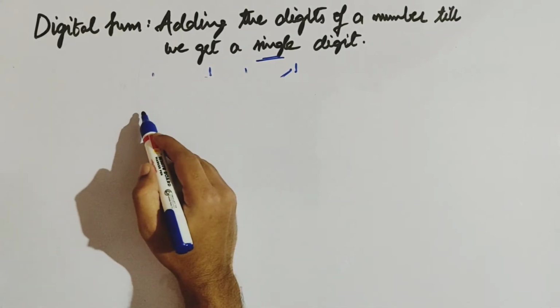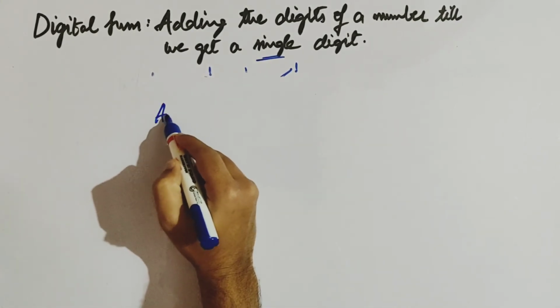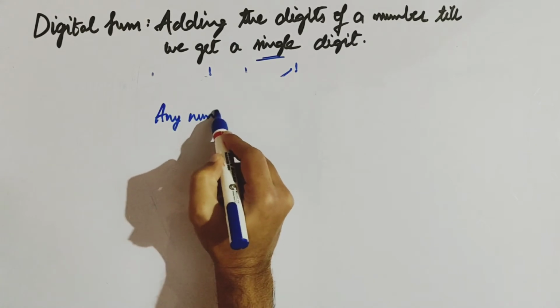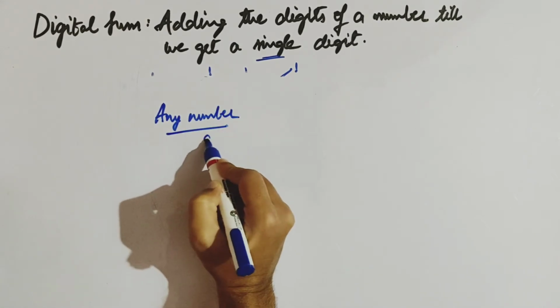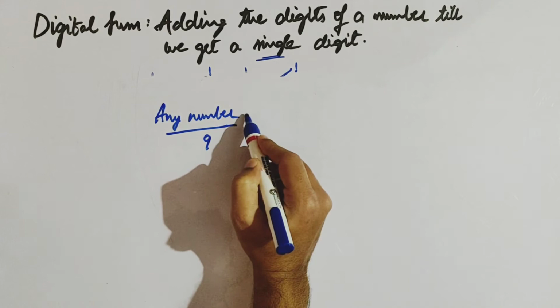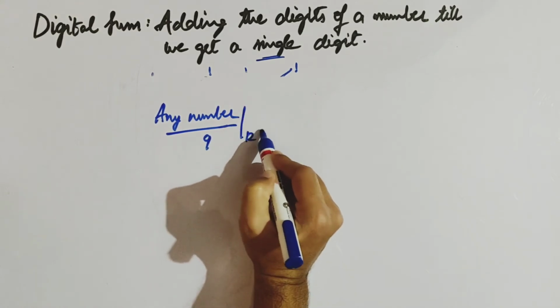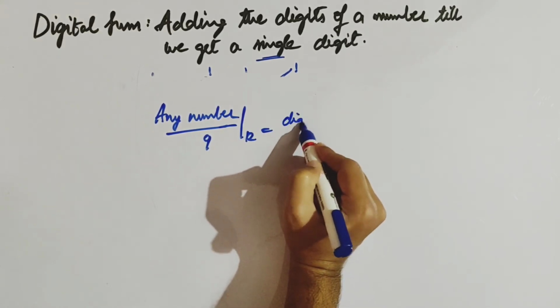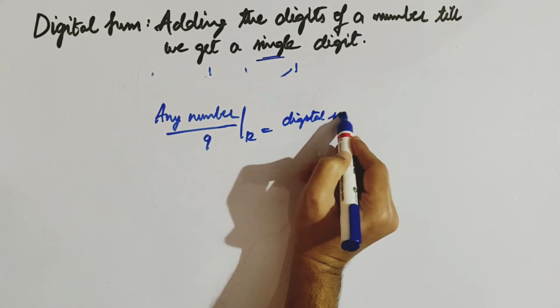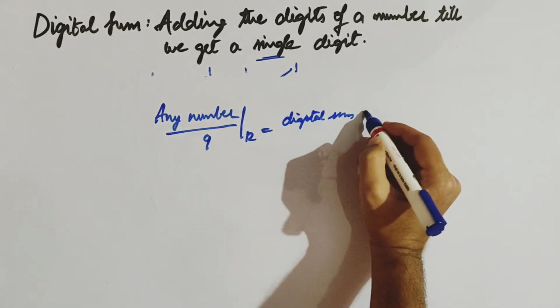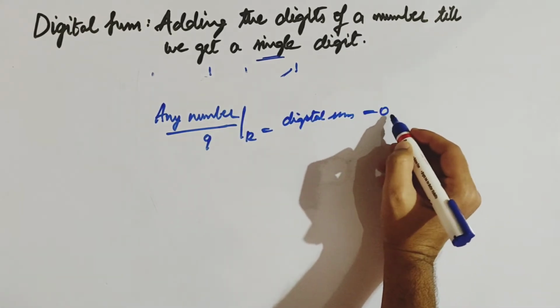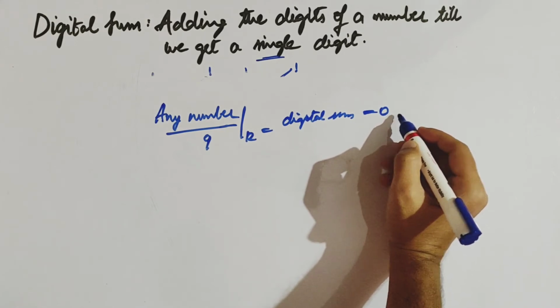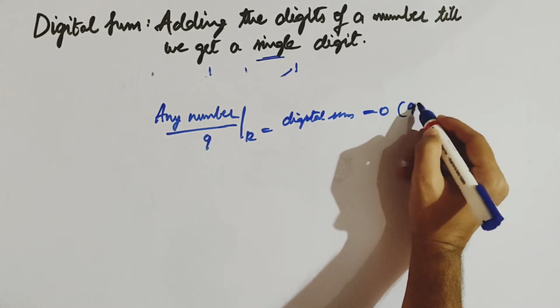We have to remember one small thing. If you take any number, find the remainder with divisor 9, and the remainder will be the digital sum. In case the remainder is 0, then the digital sum of the number is 9. So you have to remember this.